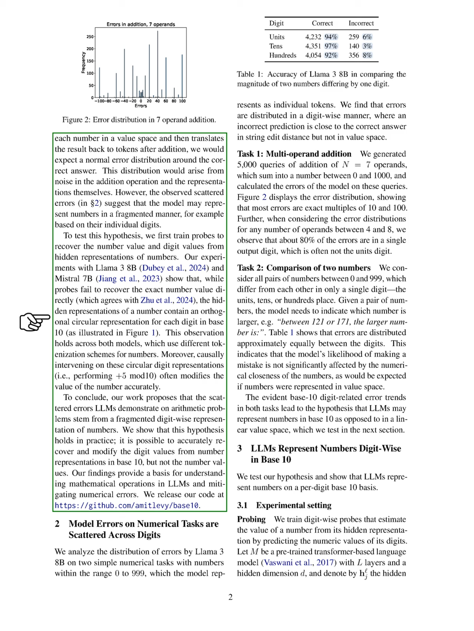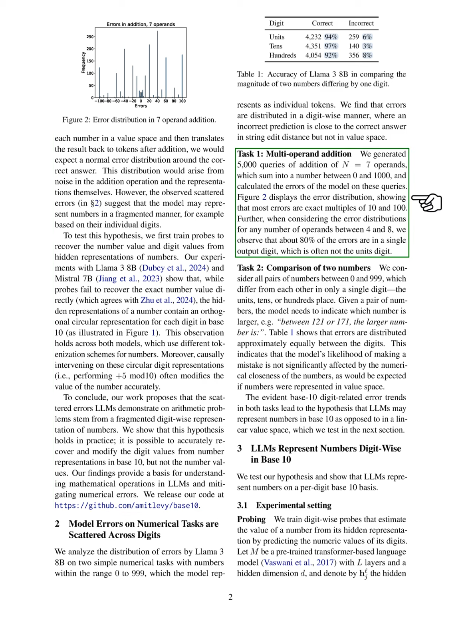We also analyze the error distribution of Llama 3.8b on two simple numerical tasks involving numbers from 0 to 999, represented as individual tokens. We find that errors are distributed based on digits, where incorrect predictions are close to the correct answer in terms of string edits rather than value.